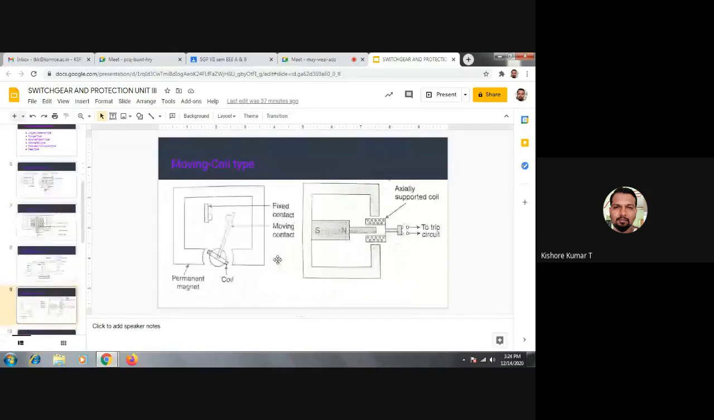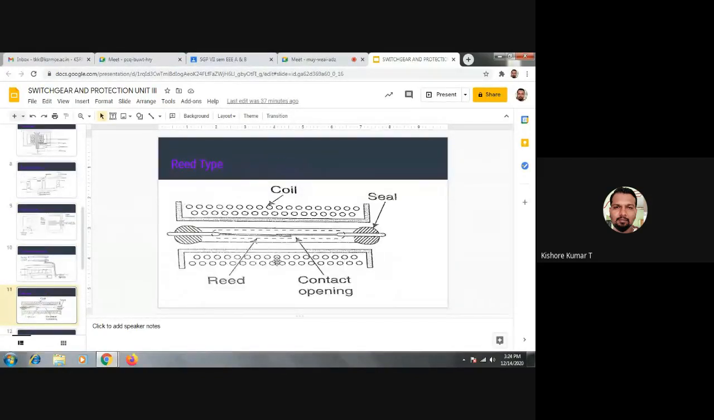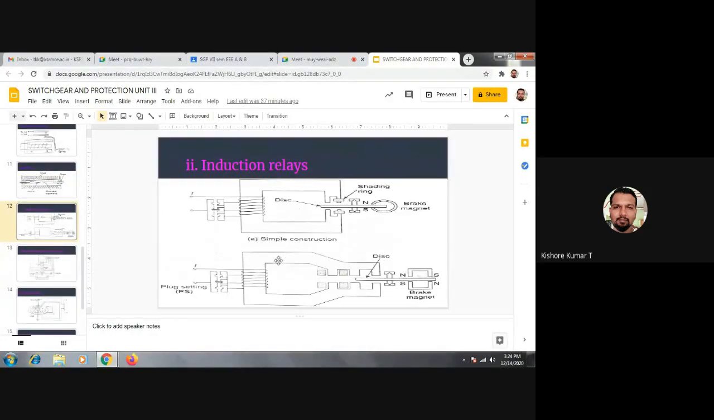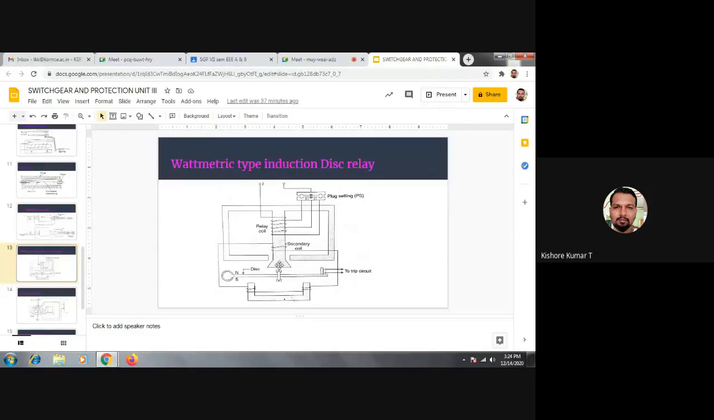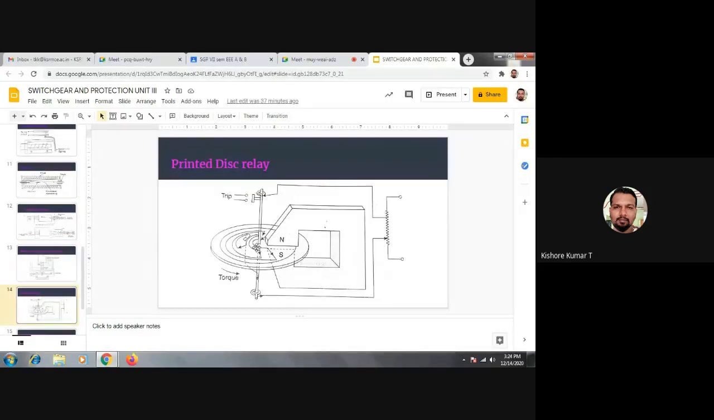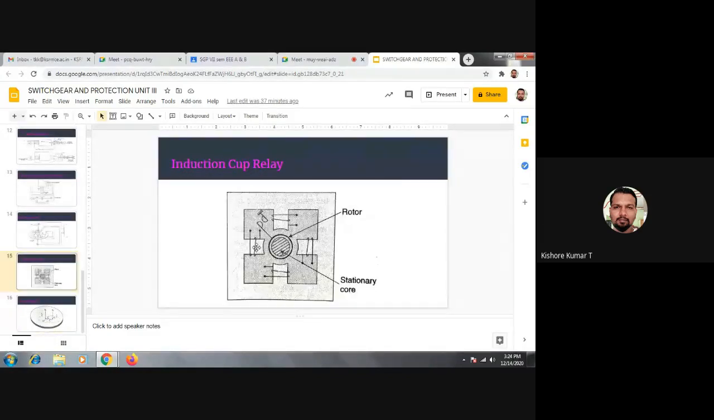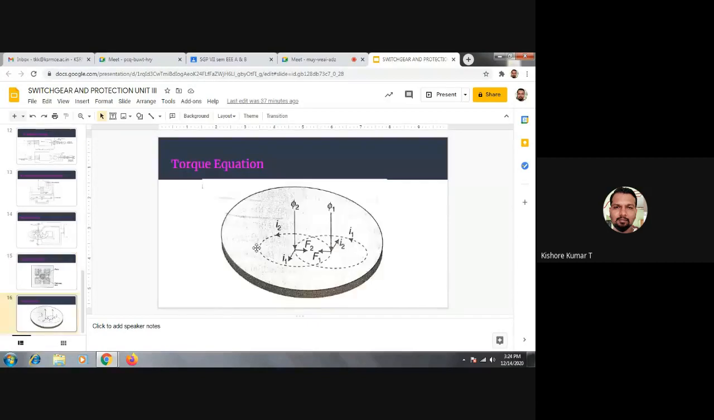So these induction relays are again classified into a number of types: induction disk relay, induction cup relay, printed disk relay. So these are the induction disk relays, and this is the printed disk relay, induction cup relay. So we will be having some classification, and after completion of the classification, we will discuss the torque equation. So how that disk, which is located in the induction relay, is going to rotate. That is what we are going to discuss.